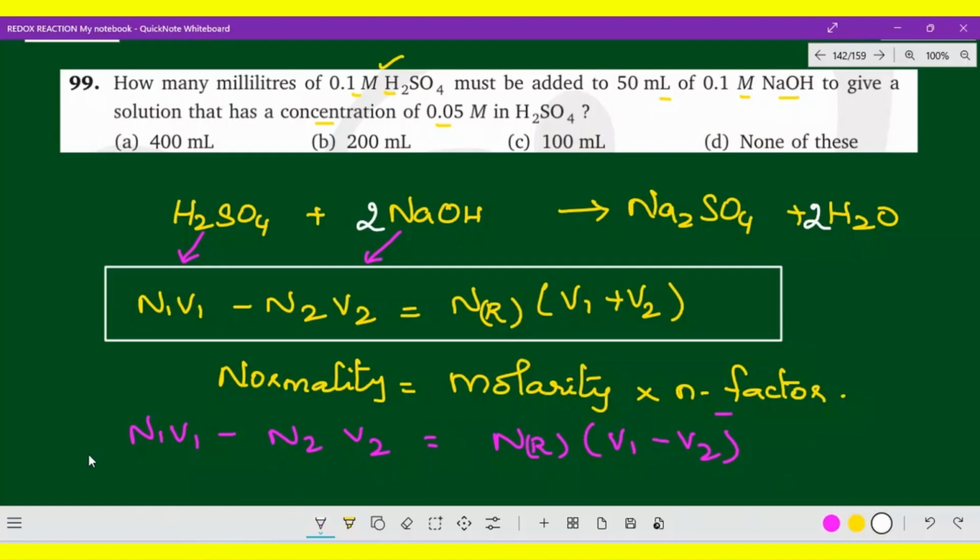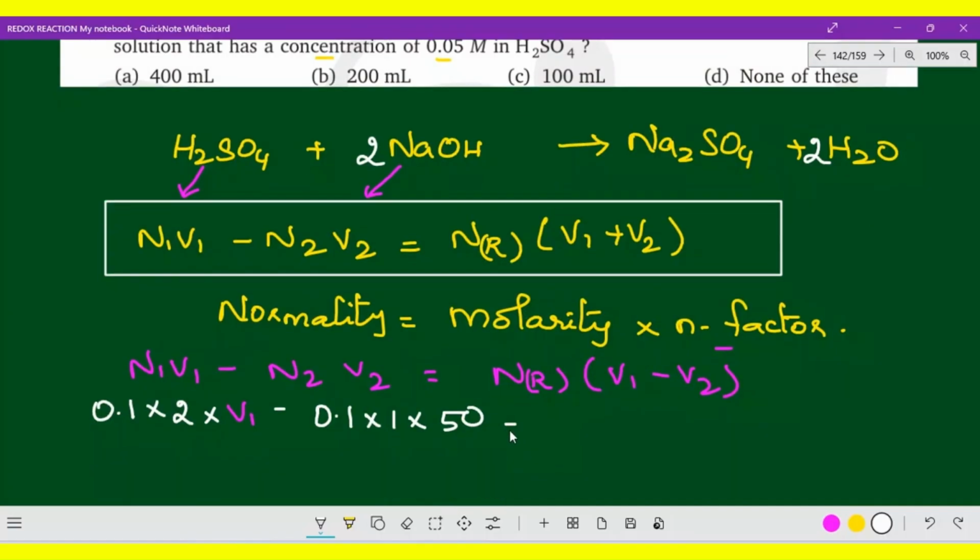Now I will write the data. N1 here, how much? 0.1 into n factor, which here is 2, into V1. V1 only we have to find out, they are asking how many milliliters, so we keep this as V1. Minus N2, the same normality, molarity into n factor. Molarity of this one is 0.1, into n factor, here it is 1, and V2 is 50 ml. I hope you got the clarity.